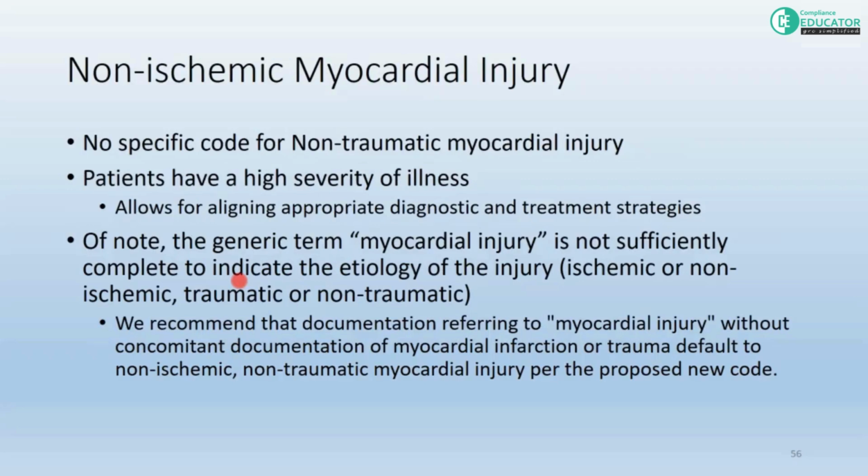Looking at our current ICD-10 code set, we don't have a specific code that corresponds to a non-traumatic myocardial injury. And apparently this is a high severity of illness for patients that have this. And so making sure that they can, as they use the words, align appropriate diagnostic and treatment strategies while avoiding inappropriate approaches because of misclassifications and qualifications within the codes. They're like, okay, you know what? Let's look at having some unique codes.